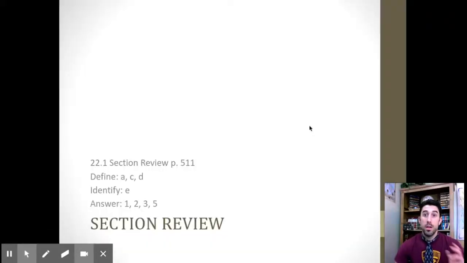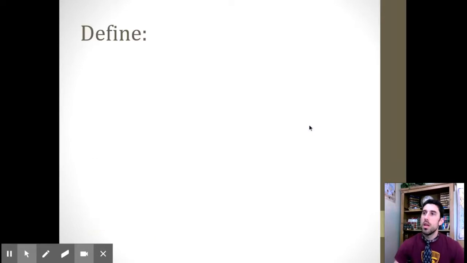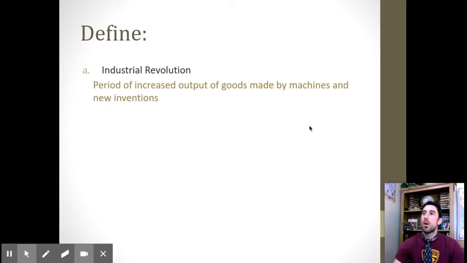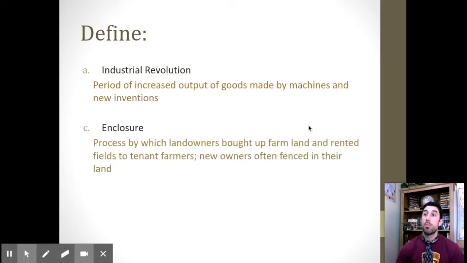So let's do what we can to look through our section review in a quick fashion. You were asked to define Industrial Revolution: the period of increased output of goods made by machines and new inventions, or the rise in industry. Enclosure was the process by which landowners bought up farmland, rented fields to tenant farmers, and new owners often fenced in their land, which is why they enclosed it in fences, bigger tracts of land called enclosure.